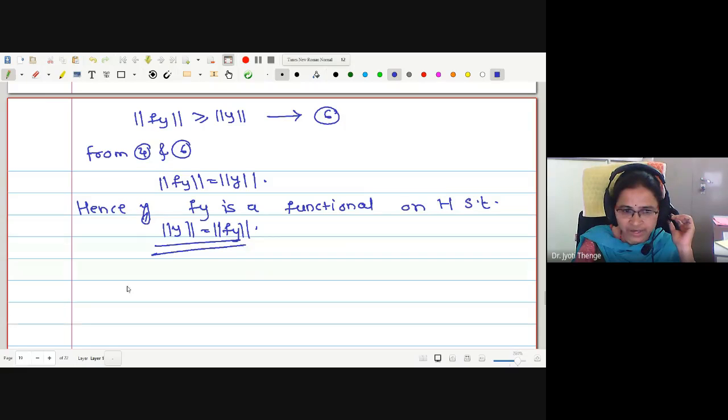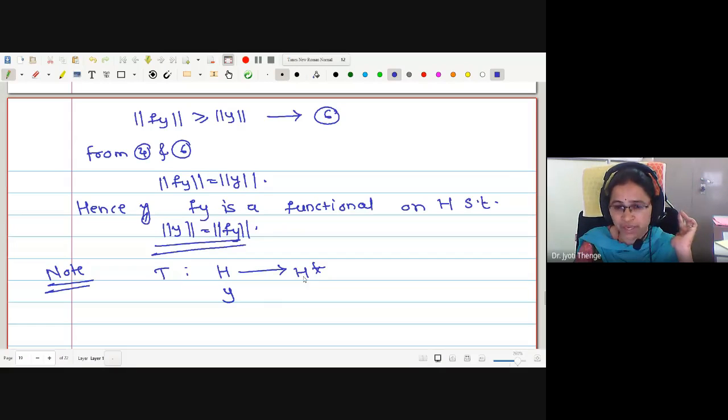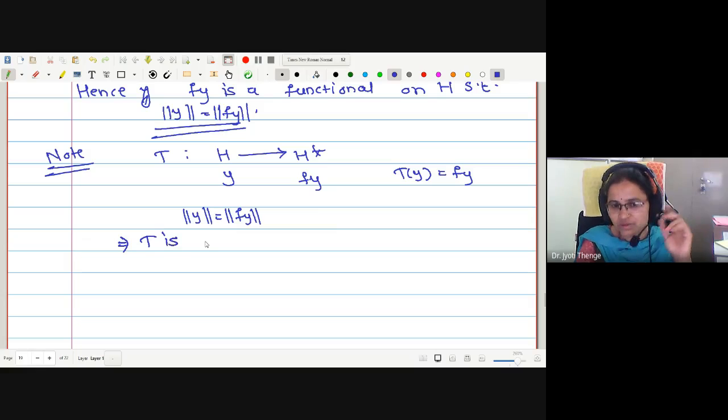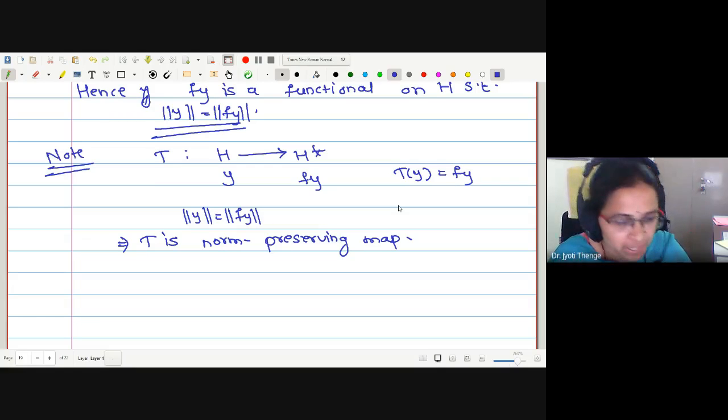What we have understood from this relation, I'll write as a note. Consider the mapping T from H to H star. What is the nature of an arbitrary element in H? It is y. What is the nature of an element in H star, the conjugate space? It is f_y. But just now we have proved that norm of y is equal to norm of f_y. Therefore, if I define T of y equal to f_y, then may I say this is a norm preserving map? T is a norm preserving map from H to H star, y to f_y. Any doubt up to this?